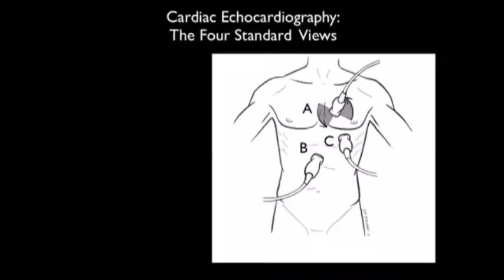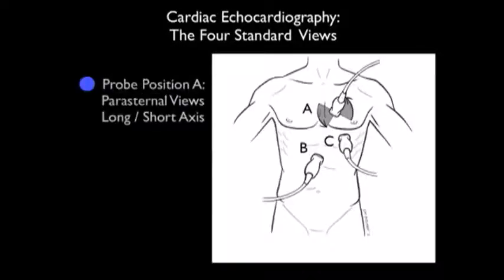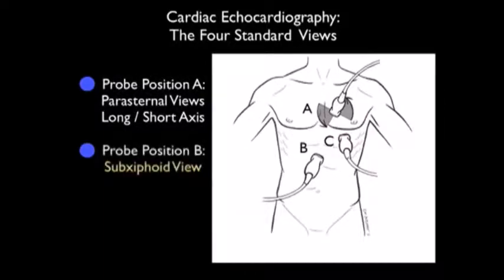In this module, we'll continue our journey through the cardiac echocardiography examinations, looking at the 4 standard views. In this module, we're specifically going to focus on probe position B, as shown in the pictorial here, the subxiphoid view of the heart. Hopefully you've joined me prior for the parasternal views, as shown in probe position A, and an upcoming module on the apical view, as shown in probe position C.